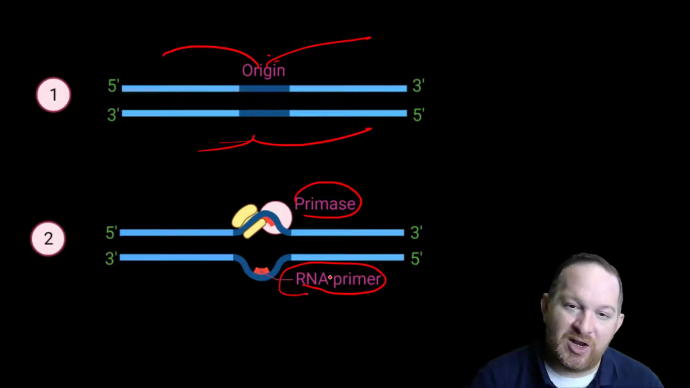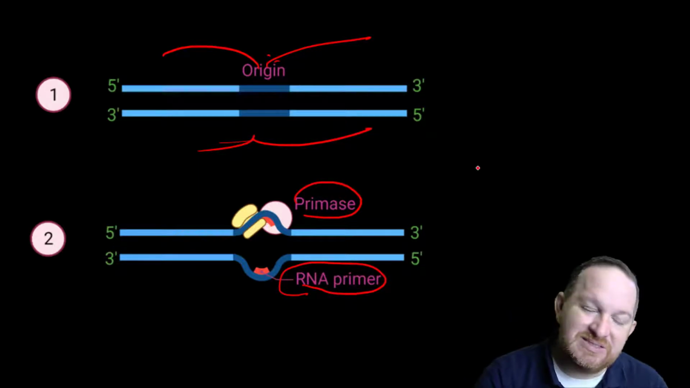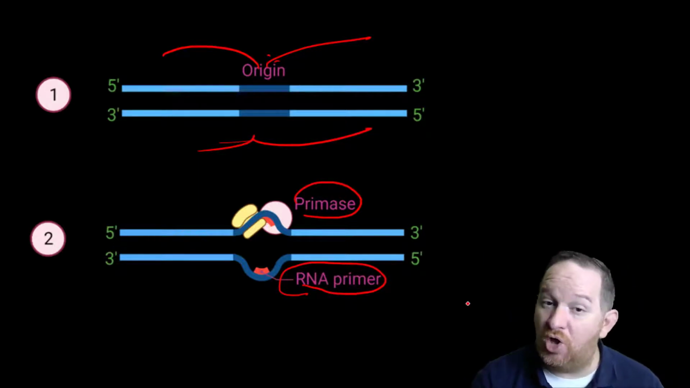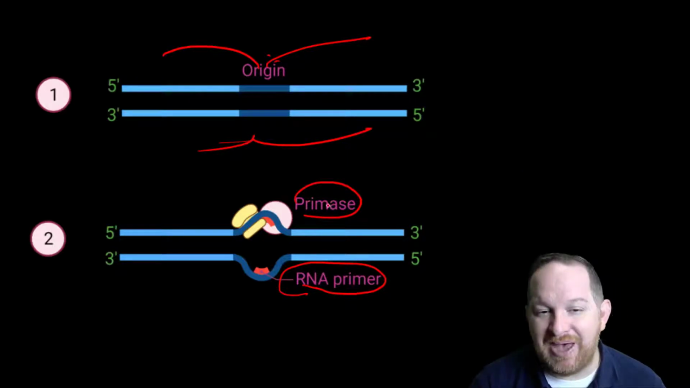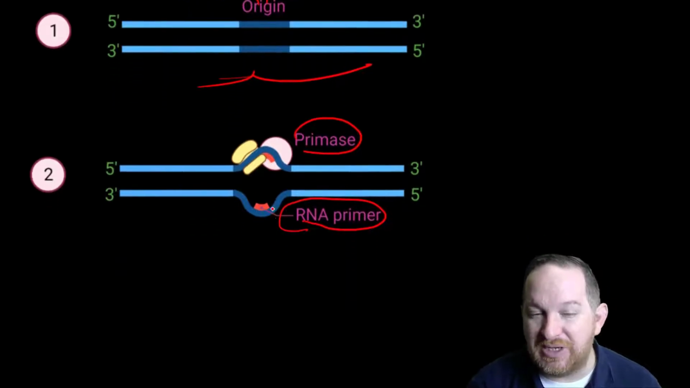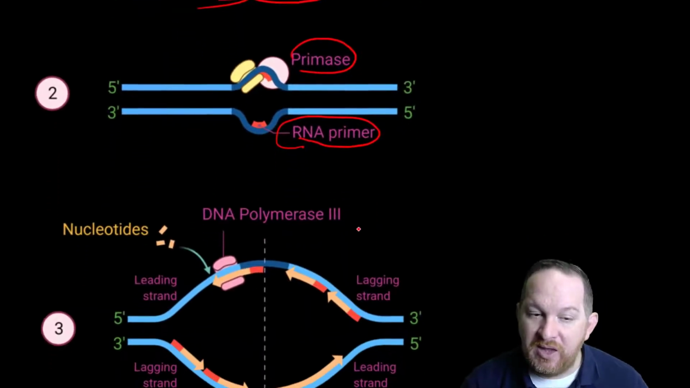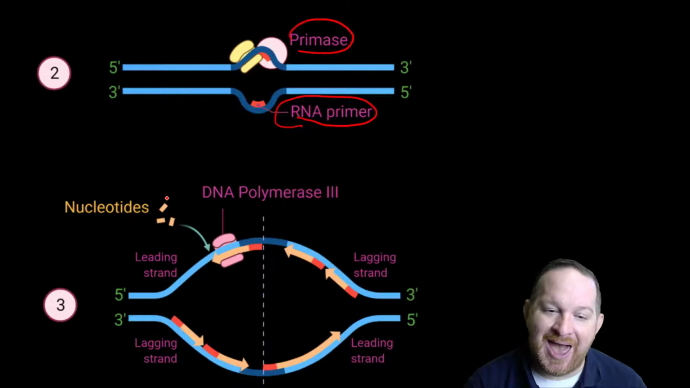And I'm going to talk about each of these steps in more detail. This slide that I'm looking at now is a general overview of the whole process. We're going to go deeper into each of these. So primase adds a little primer to get us started. Then this is when we're going to add the new nucleotides.